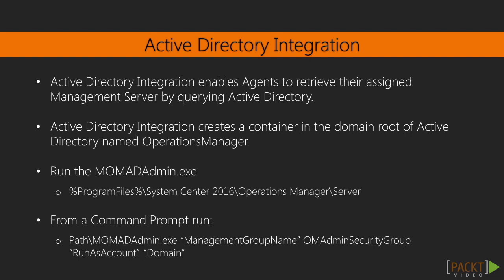After creating this global security group, the next thing you would do is create the container object to store the information in Active Directory. This is done by browsing to Program Files, System Center 2016, Operations Manager Server folder, and from there you would run the MOMADAdmin program. Whenever you run the MOMADAdmin program from a command prompt, you would put in the path, momadadmin.exe, the management group name, the Ops Manager admin security group that you created in the previous step, the run as account, along with the domain.